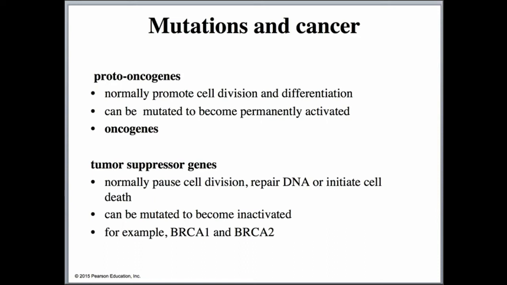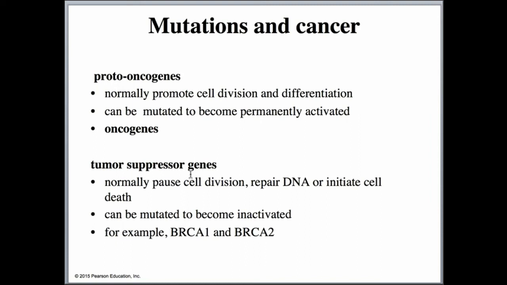So proto-oncogenes give the go-ahead for cell division. They stimulate cell division. They should be off when it's not time to divide, but if they're turned on permanently, then the cell divides continuously. When they're normal, they're proto-oncogenes. When they're permanently turned on because of a mutation, they're called oncogenes.